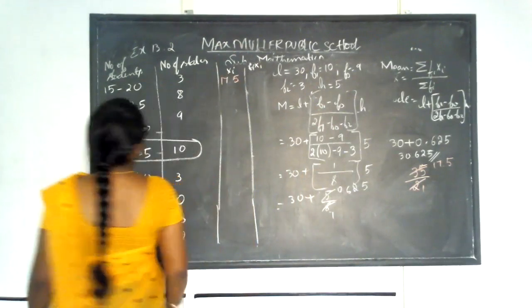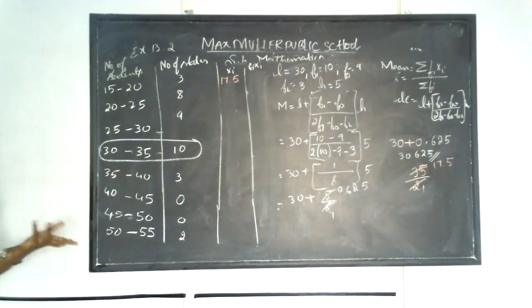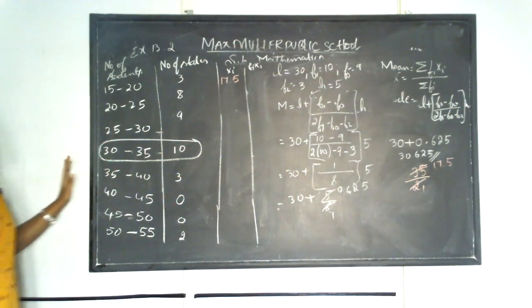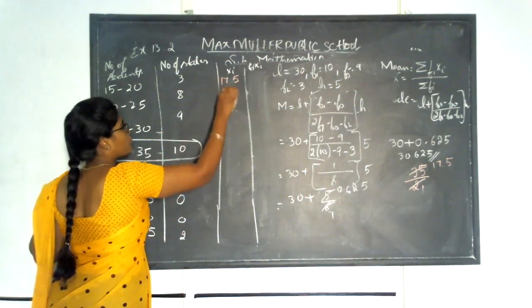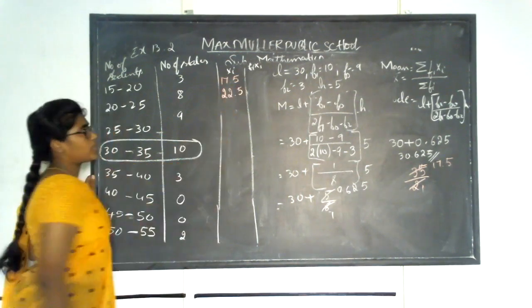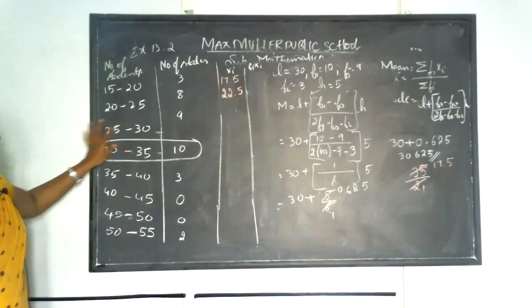17.5. Next, 20 plus 20 is 40, 40 plus 5 is 45. So 45 divided by 2: 2 2s are 4, 2 2s are 4.5, so you'll get 22.5. Correct?